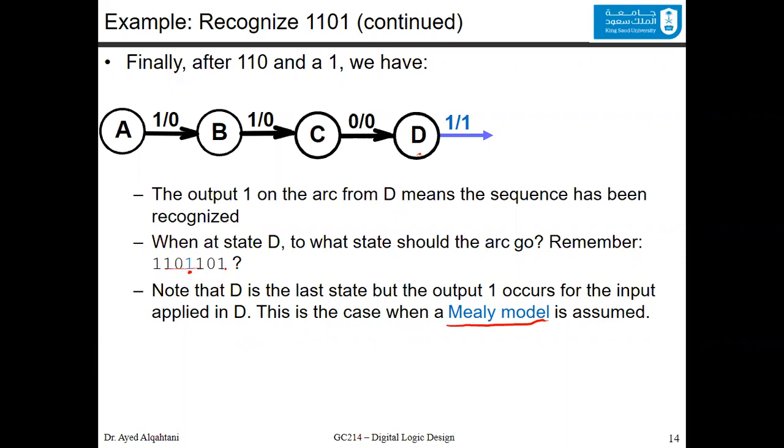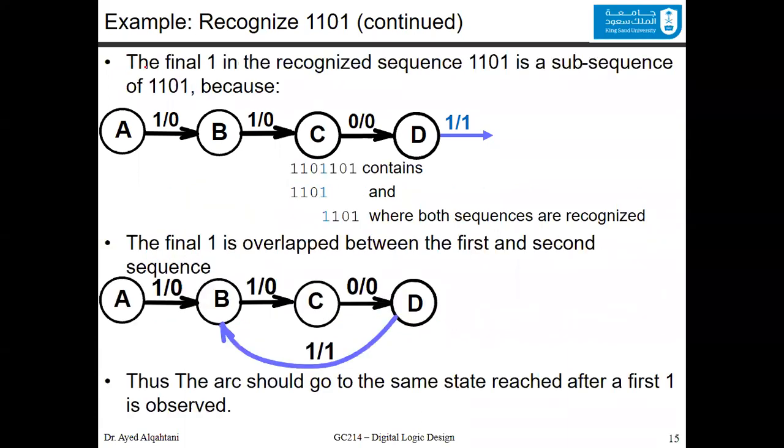Now, to answer this question and to find out where this arc goes after that, we know that the final one in the recognized sequence, 1, 0, 1, 1, is a subsequence of this one, meaning that we are allowing the overlap. If we allow the overlap, if this sequence happened, and at the last step in this arc, we had a 1, this final one is overlapped between the first and the second sequence. And because of that, we will go to the state that represents that I already have 1 in the sequence. We defined this state before, and we know that this is state B.